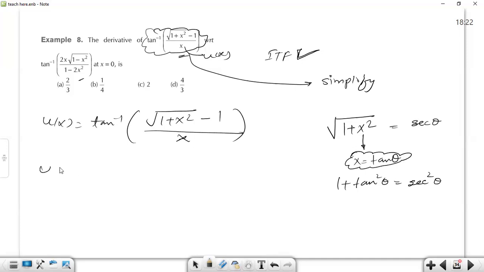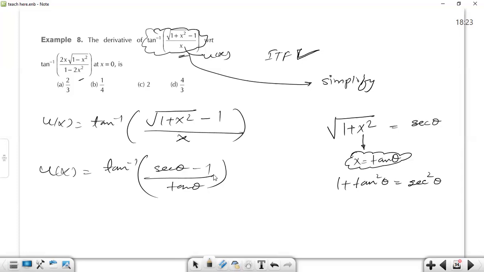So u of x will become sec theta minus 1 upon tan theta. Okay, now we know very well that sec theta is 1 by cos theta, and tan theta is sin theta by cos theta. So now we have to simplify it further. It would be better if we can reduce it to some value of tangent, so that the inverse trigonometric function of tangent will cancel the trigonometric function of tangent. Okay, let's do it step by step.